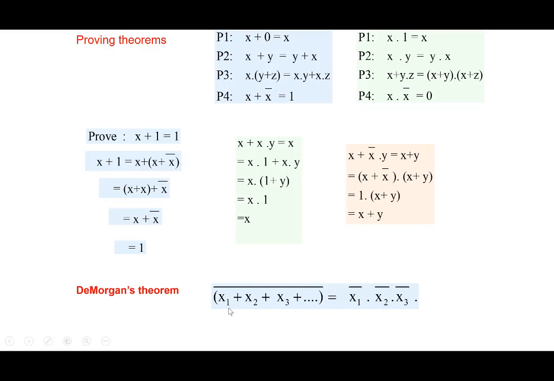De Morgan's theorem is interesting, which we use quite often. When you have a number of variables connected through OR and you take a complement of this, it becomes a complement of each variable, and the plus becomes a dot. So the OR operation becomes an AND operation. Similarly, if you take the complement of a product, each variable gets complemented and the dot AND operation becomes an OR operation. You can use this to simplify Boolean expressions.